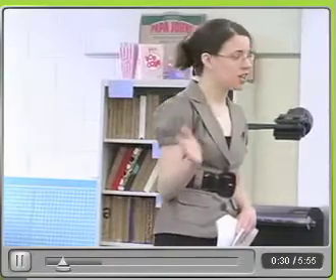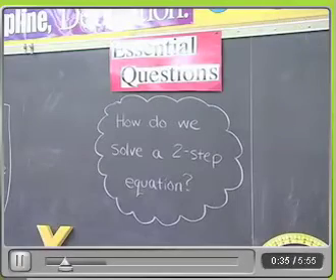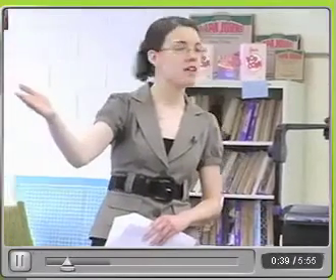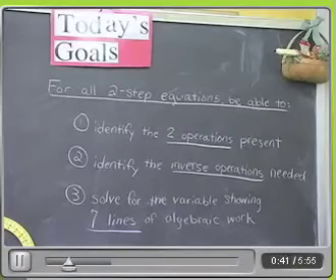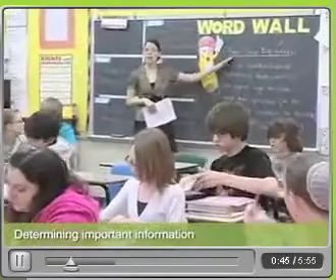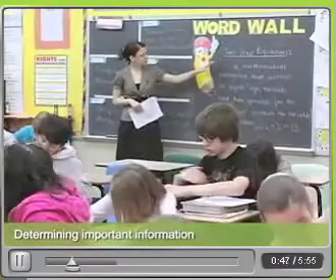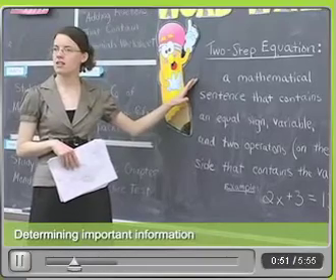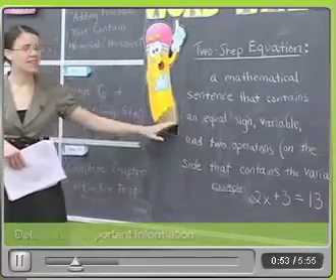But first, let's define the new kind of equation that we're going to be dealing with. Remember, the essential question that you need to be able to answer by the end of this period is, how do we solve a two-step equation? Remember, my goals for you, as I said when you came in, is to be able to identify the operations that are present. The definition of a two-step equation is a mathematical sentence that contains an equal sign.